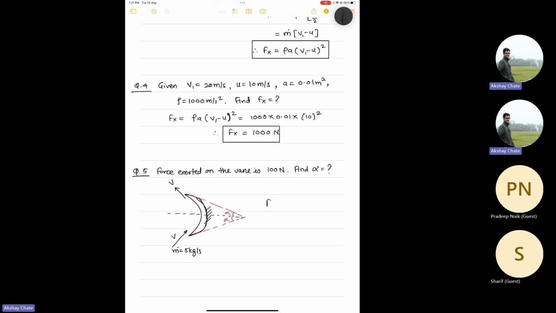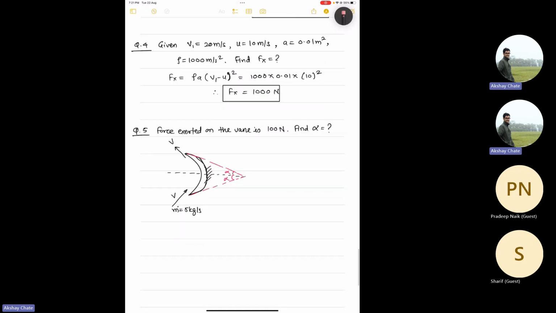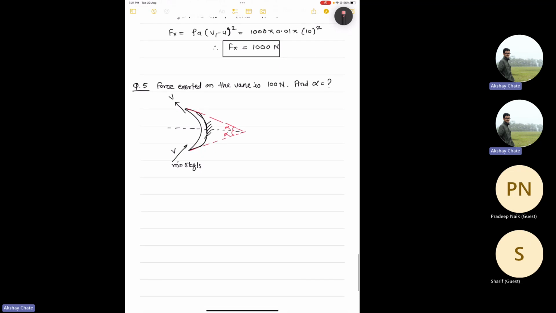So again, same formula. Fx will be rho a, but here the catch is there, right? Because it's not the flat plate. In a flat plate, directly you can write. But here you need to draw a free body diagram. So this is your m dot coming in, right? So in x direction it is m dot v. This is the momentum term. So there will be m dot v, and let's say which one will be the alpha now.